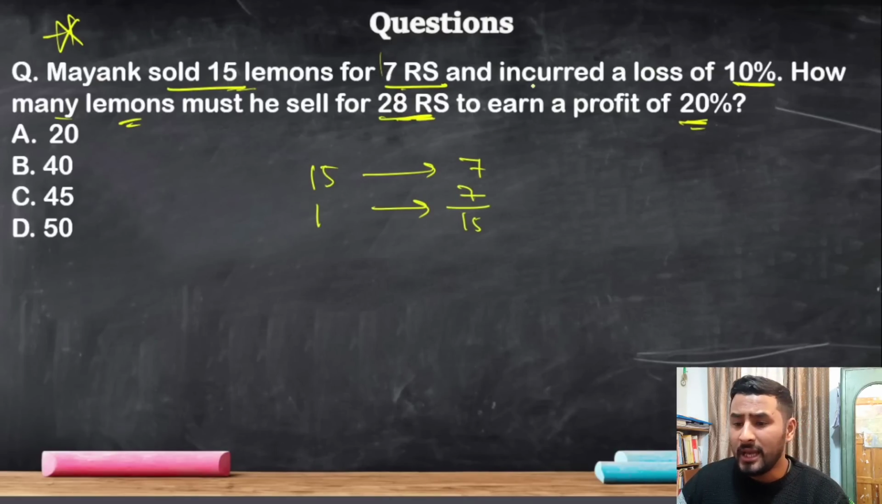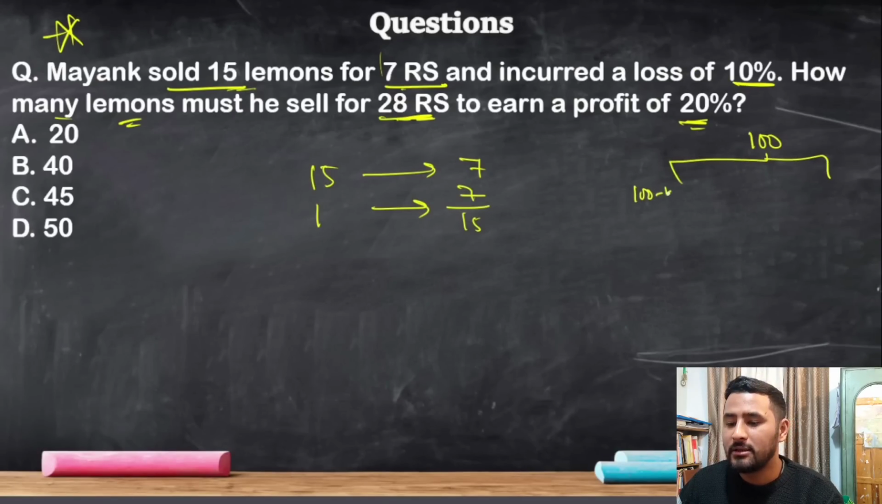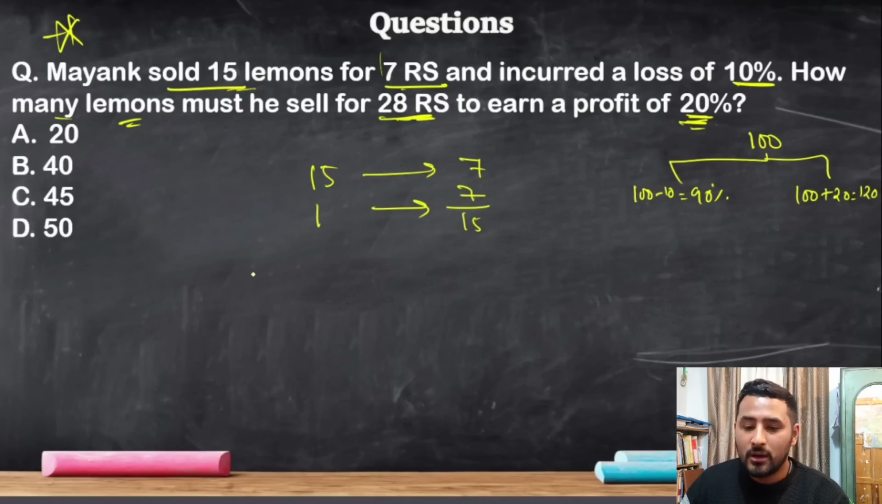Now, and incurred a loss of 10%. Like I said, if the base is 100, loss will be 100 minus 10, which is 90%, right? You should take 90%. And to gain a profit of 20%, you'll do 100 plus 20. This will be 120%. Clear? So now let us see. For 7 by 15, now it has got a loss, so 90 units. 90 units will be sold at how much?